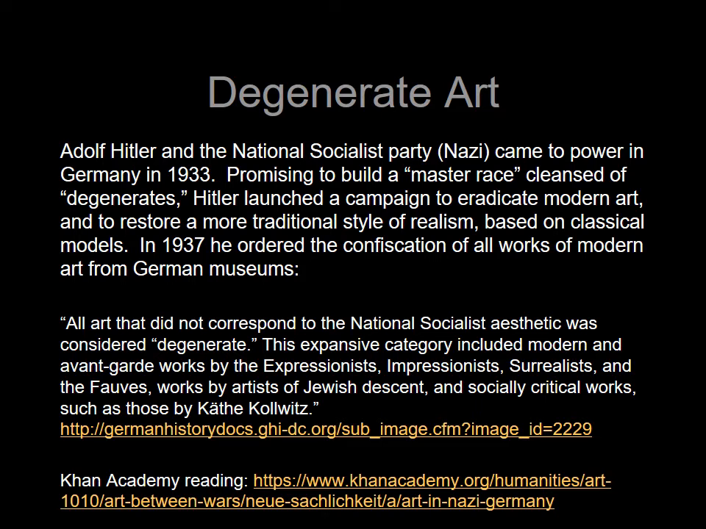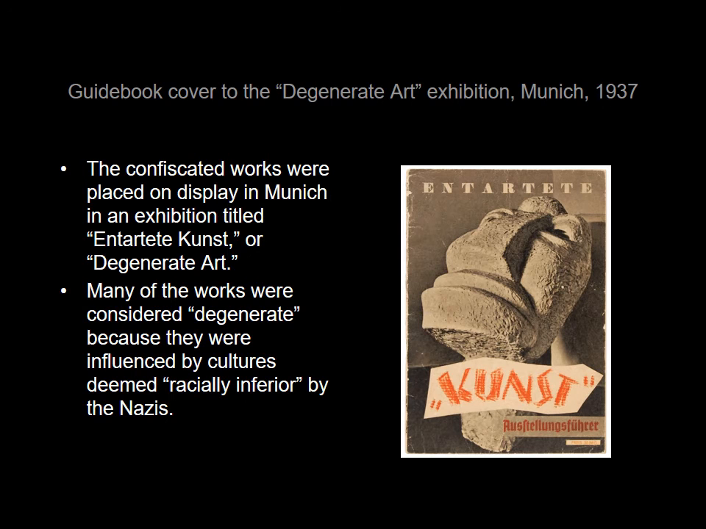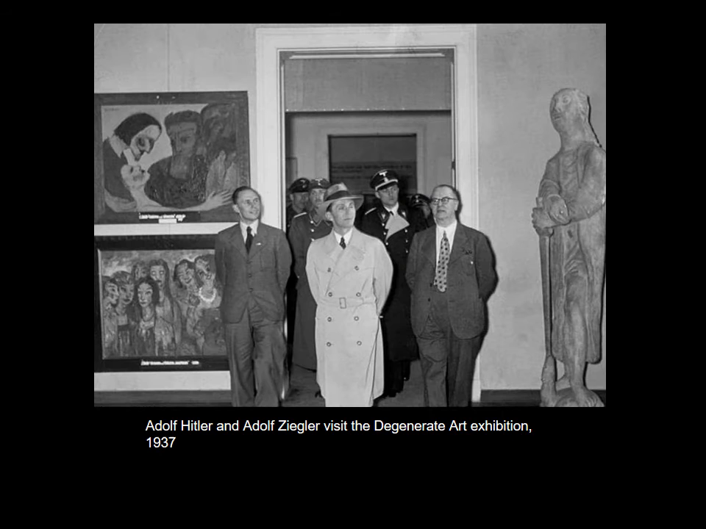So there are several documents that I've linked here that I think are good readings to help emphasize the Degenerate art exhibit. This is a guidebook cover to the Degenerate art exhibition that was held in Munich in 1937. All the confiscated works were actually placed on display in Munich in an exhibition titled Entartete Kunst, or Degenerate art. Many of the works were considered degenerate because they were influenced by cultures deemed racially inferior by the Nazis.